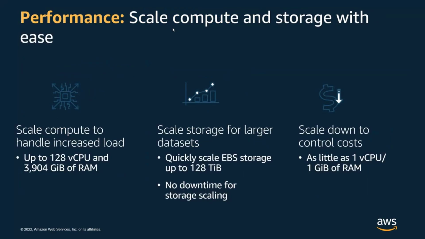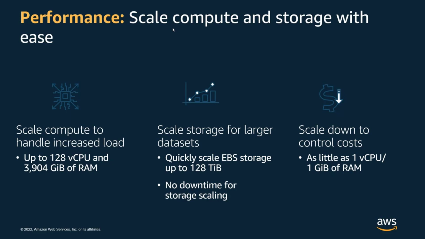The next set of features is related to performance. RDS currently offers about 25 instance types that you can choose from to find the best fit for your CPU, memory, and price requirements. You can also scale your database compute and storage with just a few clicks or API calls. You can scale up to as much as 128 vCPUs and 3900 gigabytes of RAM, or scale down to as little as 1 vCPU and 1 gigabyte of RAM.